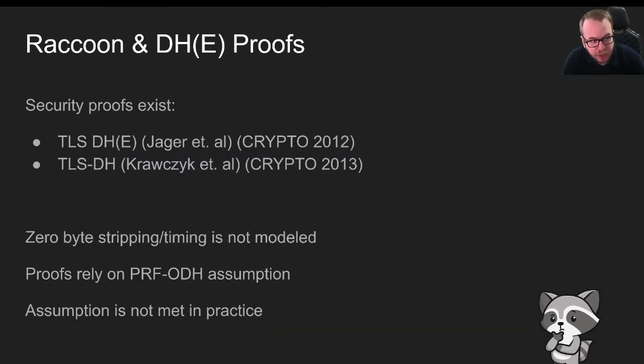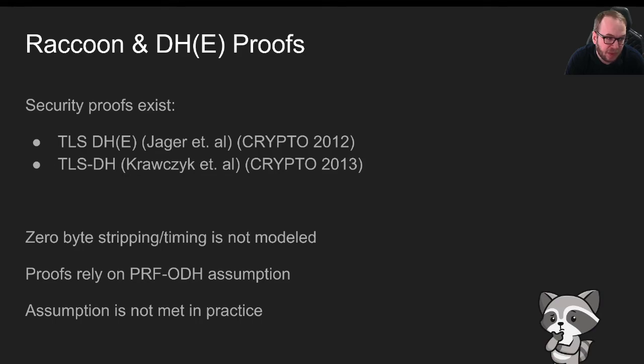If you are very familiar with TLS and TLS-DH in the academic field, then you would know that there are actually proofs for TLS. There are two: one from Krawczyk et al. for TLS Diffie-Hellman, the static variant, and one for DHE from Tibor Jager et al. Both showed that the TLS protocol is safe if you rely on the PRF-ODH assumption.